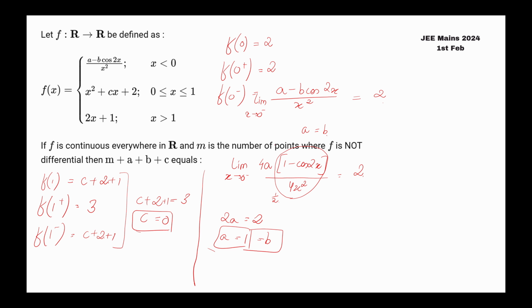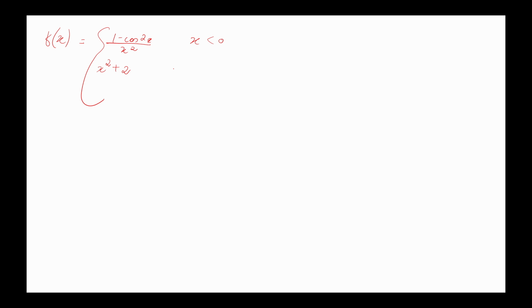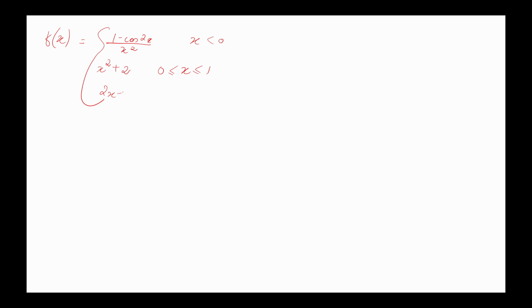Now what have they told us? M is the number of points where it is not differentiable. So first of all, let us write down our equation in a better way after putting the values of a, b and c. What do we get? This becomes 1 minus cos 2x by x square for x less than 0. We would have x square, c is 0, so this would be just plus 2 for x less than or equal to 1, greater than or equal to 0, and 2x plus 1 for x greater than 1.